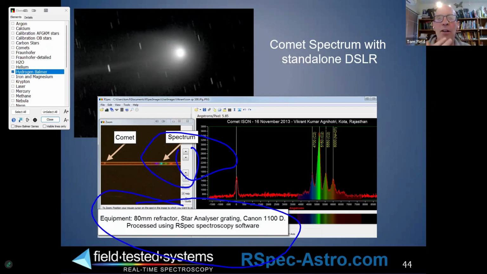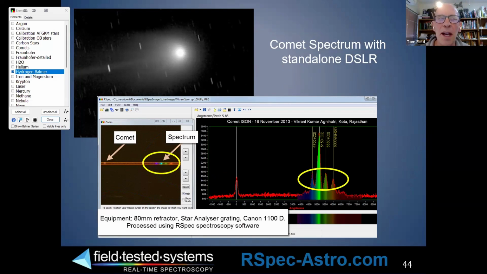It's a compact comet. Sorry if I bumped the mic there and you heard that. It's a compact comet, so we don't need a slit to observe it, if you're trying to keep me honest here. So there's a string of gems. There's the Swan band emission lines. And that's pretty cool to do. This was captured by an astronomer in Rajasthan named Vikrant Agnihotri.